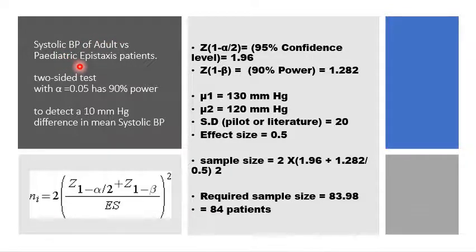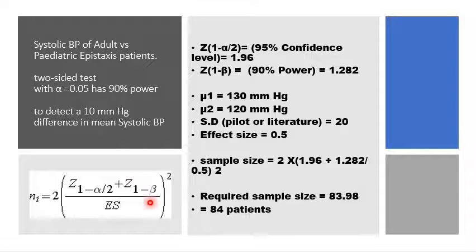And this will be a two-sided test, and we have selected the alpha level at 0.05, that's the usual, and chosen a power of 90%, that's again quite common. And we think that there would be about 10 millimeter mercury difference between the two. This is what we are going to use for the estimation of the sample size.